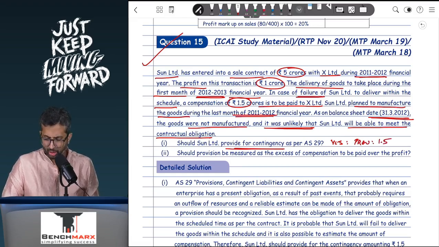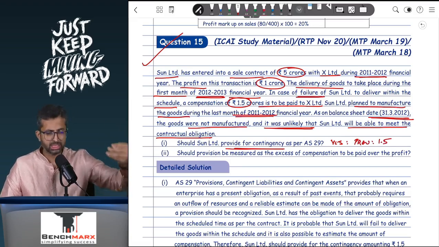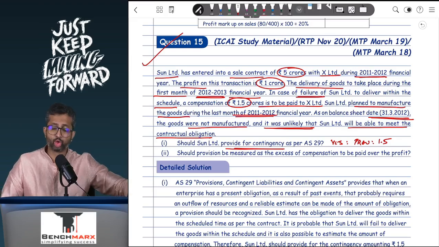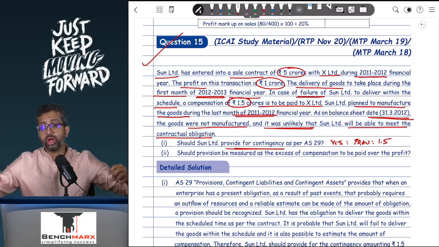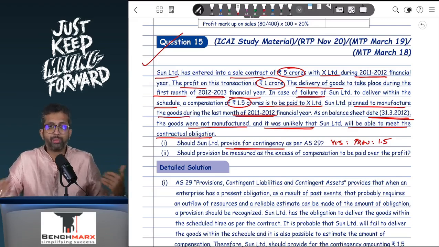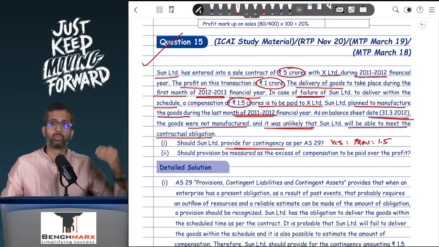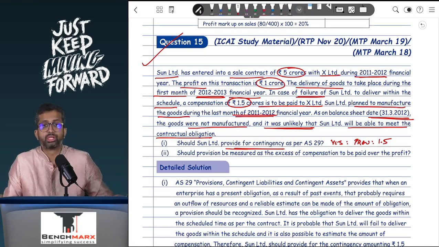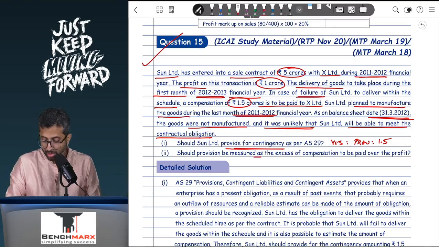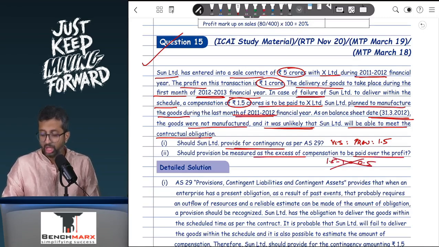Now Sun can argue that okay, maybe I'll have to pay a compensation of 1.5 crores, I might delay, but I will still sell. And if I sell, I'll make a 1 crore profit. So should I create a provision for only 1.5 minus 1, that is net 0.5? No. Why? Because the goods have not yet been sold. I cannot record a profit on the transaction before the sale actually happens. Should the provision be measured as excess to be paid over the profit, that is 1.5 minus 1, equal to only 0.5? No. You will create a provision of the entire 1.5 crores.